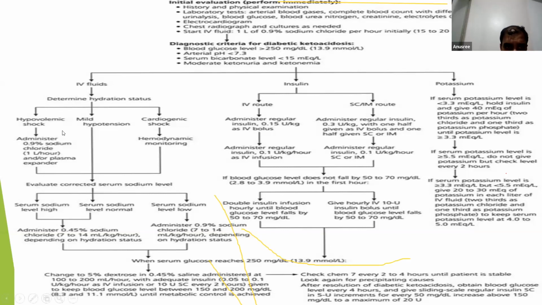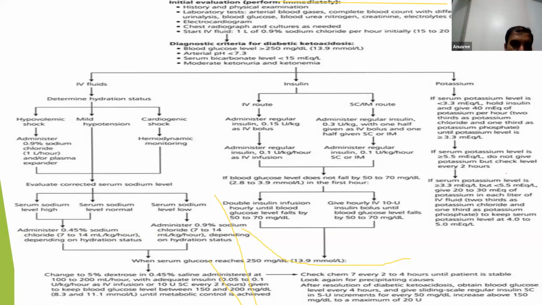When we look at this chart, we will go through the chart. When the patient is having hypovolemic shock, we will start by administering 0.9% sodium chloride, 1 liter per hour, and or other plasma expanders. If the patient is in mild hypotension or cardiogenic shock, we will evaluate the corrected serum sodium levels and serum potassium.